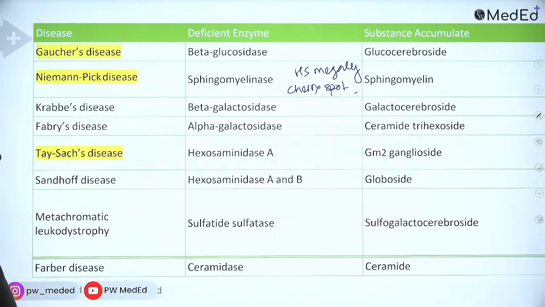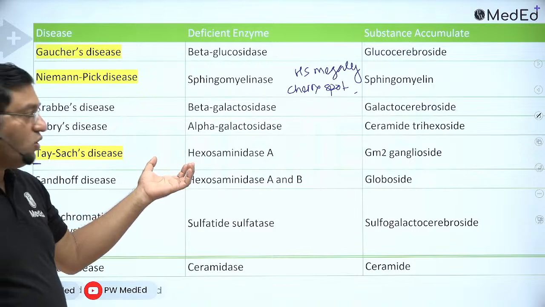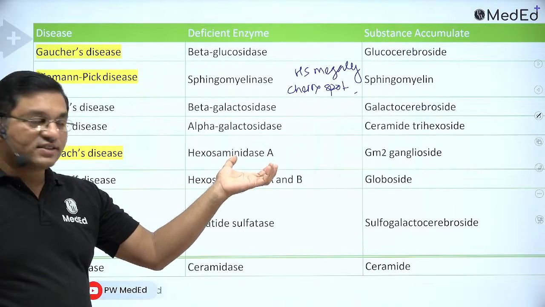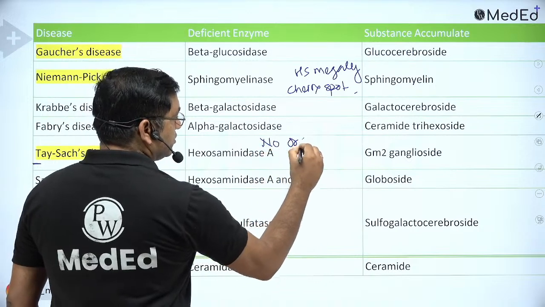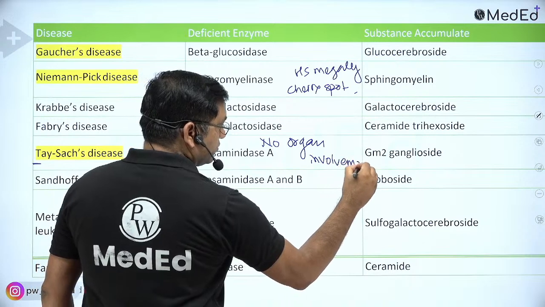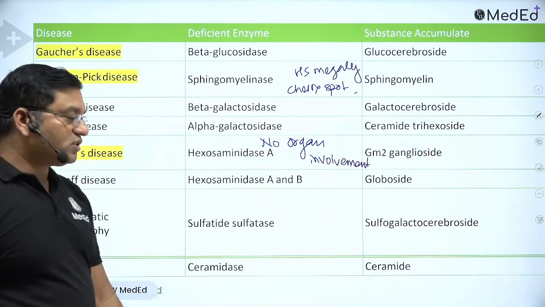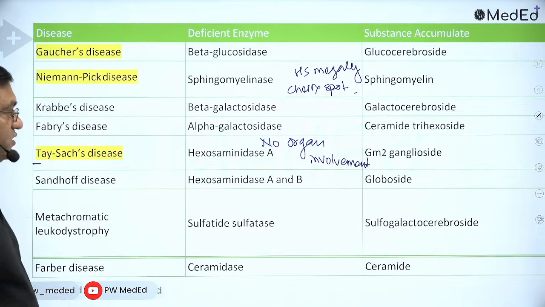The next important one is Tay-Sachs disease. There is a cherry red spot on the macula due to a defect in hexosaminidase A, and there is no organ involvement. No organ involvement. It is GM2 gangliosidosis. So these are the important lysosomal storage disorders.